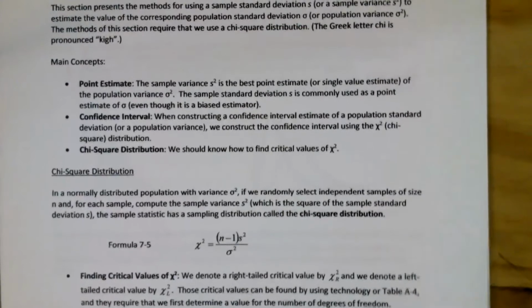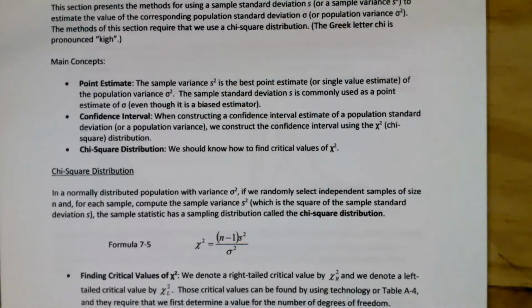Now, the main concepts are these. We're going to look at point estimate, and then the confidence interval, and then the chi-square distribution. Now, for the point estimate, of course, we're going to use the sample variance, which is S squared, as the best point estimate or single value estimate of the population variance sigma squared. And the sample standard deviation, S, is going to be commonly used as a point estimate for sigma, even though it is a biased estimator.